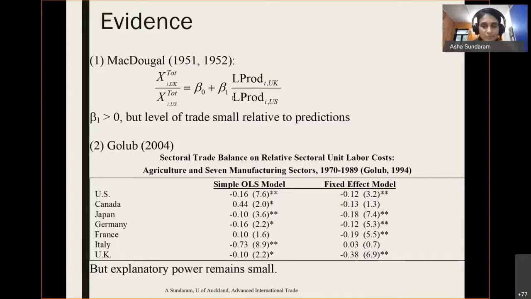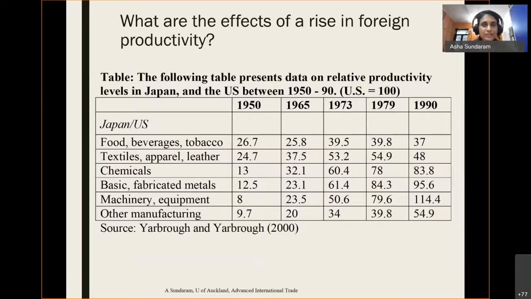All right, so let me go to some examples here. Here is one example: what happens when foreign productivity goes up? This is data on relative productivity levels in Japan and the US between 1950 and 1990. So this is Japanese productivity relative to US productivity, and the US is normalized to 100. So all of these numbers tell you the relative productivity of Japan compared to the US at 100. Anything less than 100 means Japan is less productive, anything more than 100 means Japan is more productive.